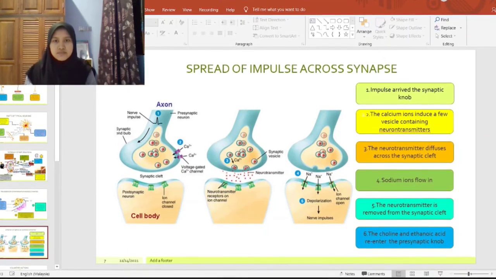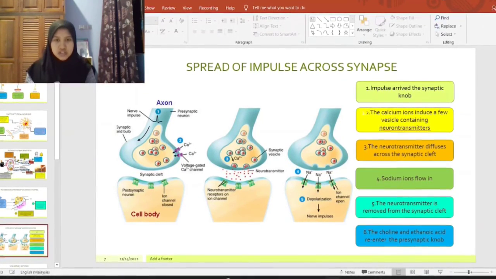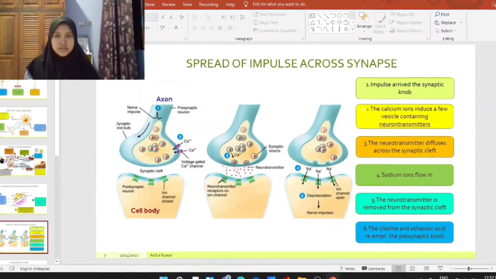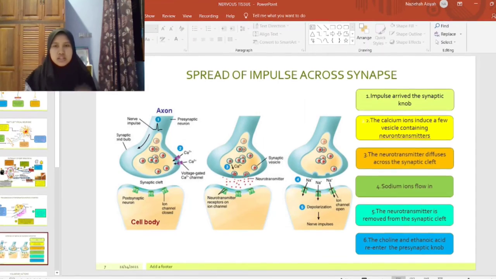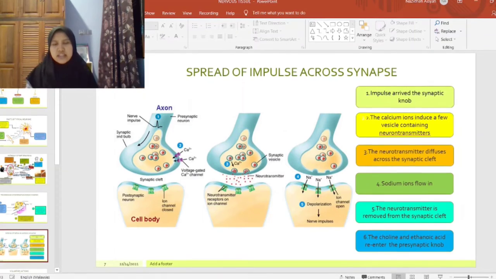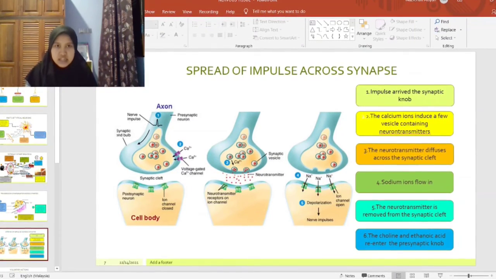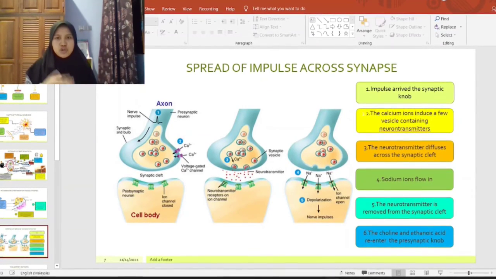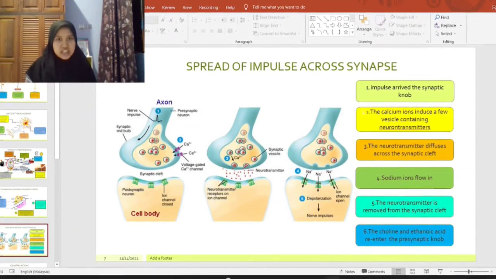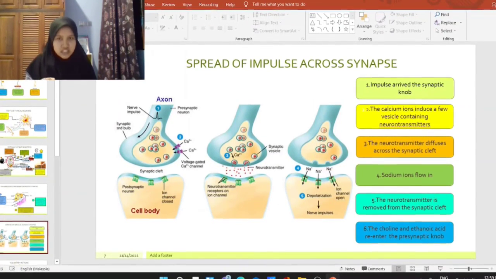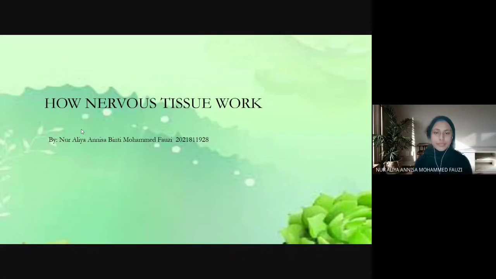So this prevents continuous firing of impulses in the postsynaptic neuron. The last step, the choline and ethanoic acid then re-enter the presynaptic node and are used to resynthesize the neurotransmitter, which is stored in the vesicle to be reused. Next, I will present to you how nervous tissue works.